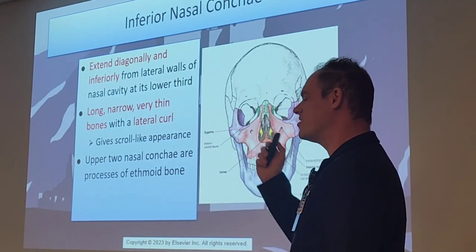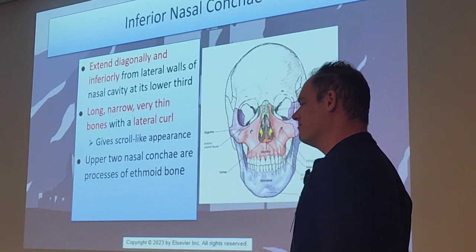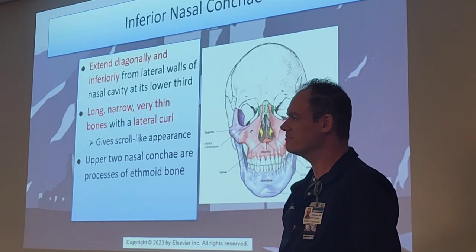Correct. The superior and middle conchae are part of the ethmoid, while the inferior is a separate facial bone. But is it connected to the...? It is. It hangs off the bottom of it.